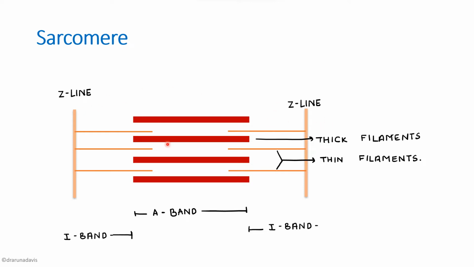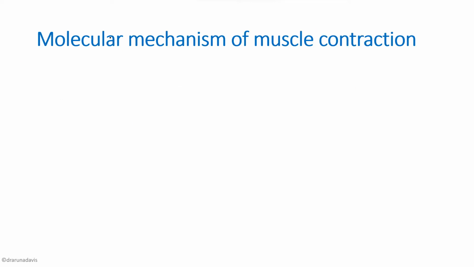Now in the center of the dark band we've got a lighter zone which is called the H zone, and in the middle of the H zone we've got an M line. So these are the important characteristics of a sarcomere, and all this should be there when you draw and label a sarcomere. Now we'll move on to the next question, that is the molecular mechanism of muscle contraction.